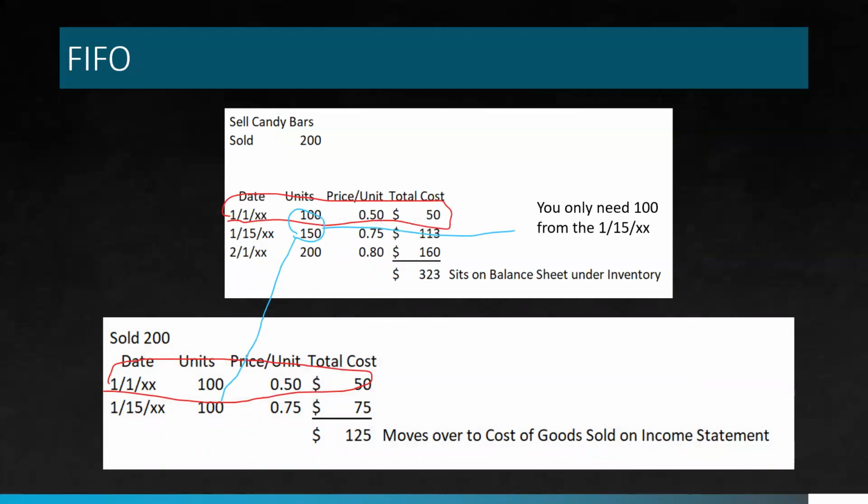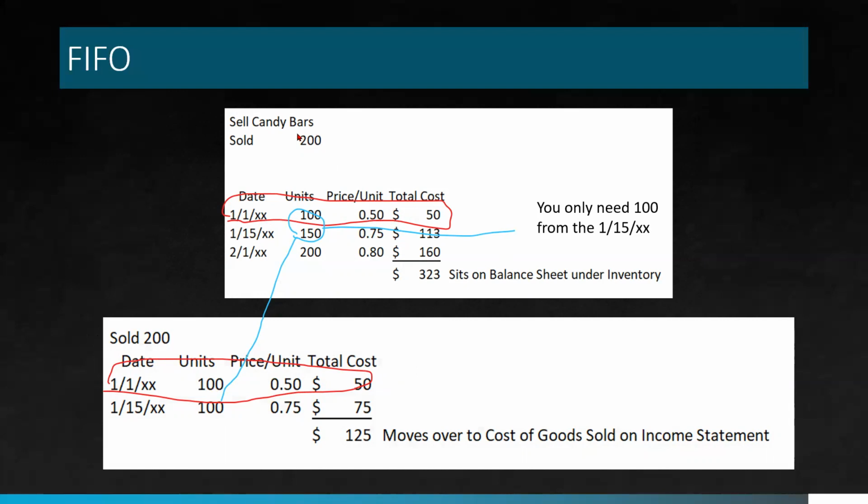So using FIFO, I sold 200 candy bars. In the FIFO methodology, I start at the top. I start at my first purchase. Right? That was the first in. That's the first purchase that I made. And I purchased 100 units at 50 cents. So my cost is $50. That $50 down here is going to move over to cost of goods sold or cost of revenues.